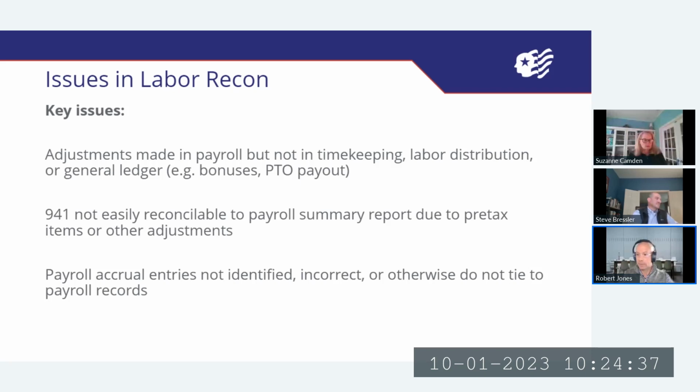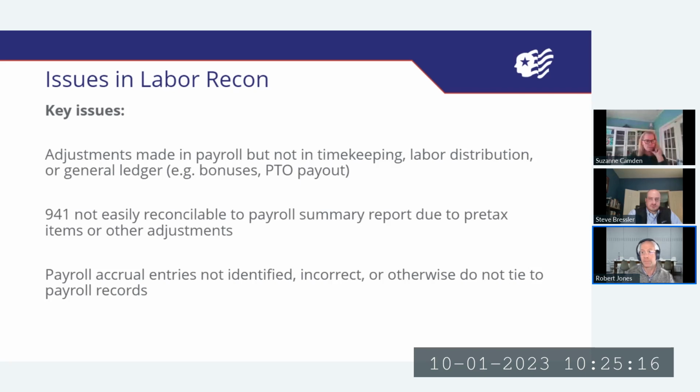PTO payout is another similar issue. So you have an employee who's terminated, whether they've terminated themselves or they got terminated by the company is irrelevant, but they've terminated, and you're now doing a PTO payout. Sometimes, and I've been in the middle of it myself, you start processing payroll and all of a sudden the payroll person goes, oh, wait, we forgot to put in their 80 hours of PTO. So they fix it on the payroll side, so the employee gets the payout, but they forget to go back and flow that information through timekeeping, labor distribution, and the general ledger.